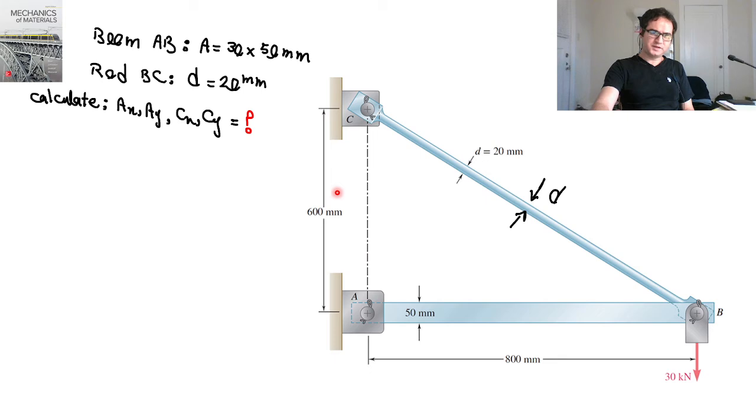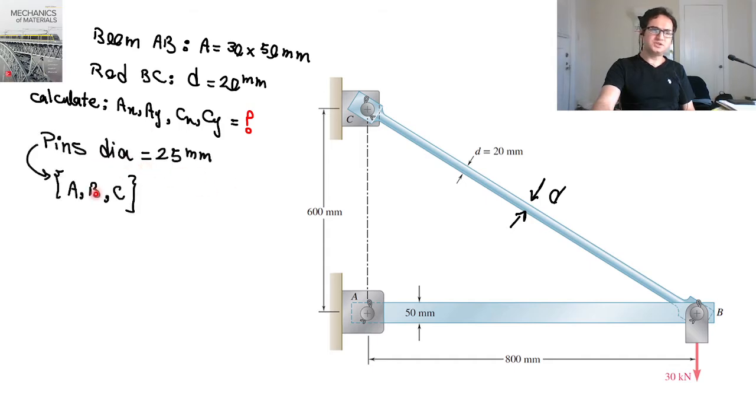If we do have this frame, which consists of a boom AB and a rod BC, connected with pins A, B, and C, where pins A and C are connected to a fixed support and the pin at B is dragged down by a 30 kN force downward. The dimensions of the boom and the diameter of rod BC are provided, and we need to calculate the reactions at A and C. At the same time, the diameter of each pin, A, B, and C, is provided to be 25 millimeters.